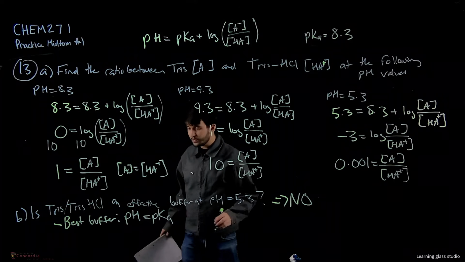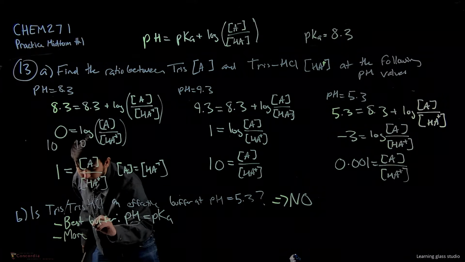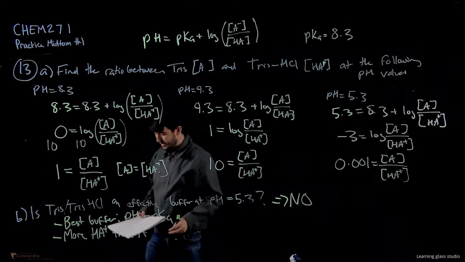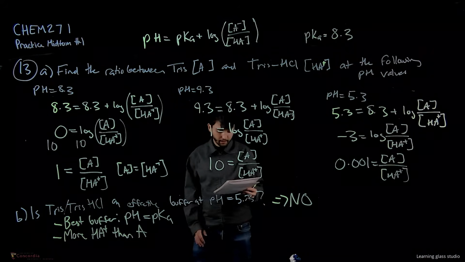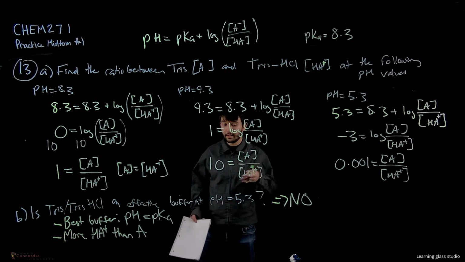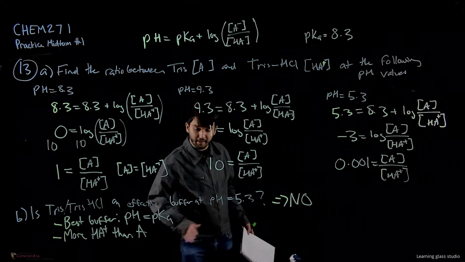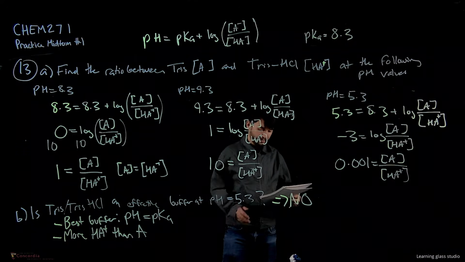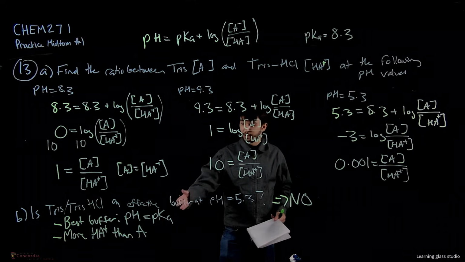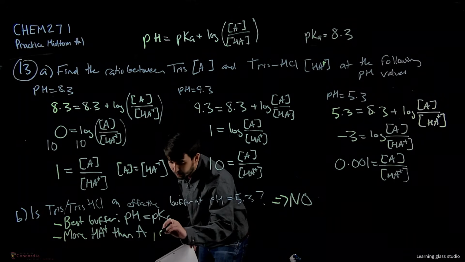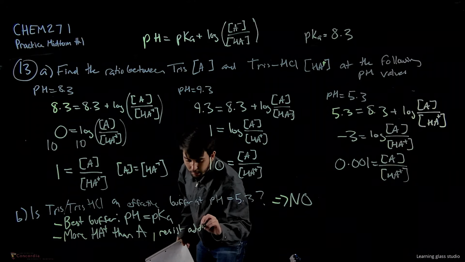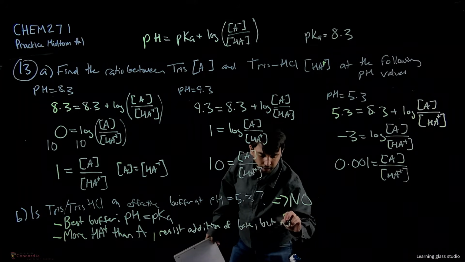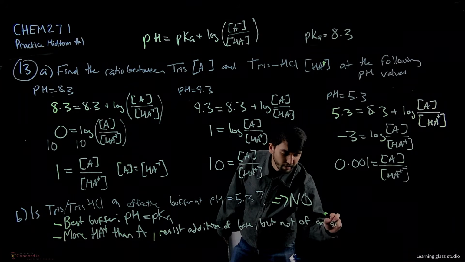So we have more HA than the conjugate base A. We have more tris HCl than we do tris. So this will resist the addition of a base well because we have a lot of acid to counter the addition of a base. However, we do not have a lot of conjugate base to counter the addition of an acid. So this would not make a good buffer because this would resist addition of a base, but not of an acid.